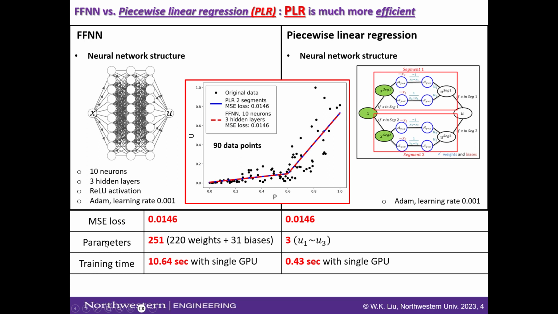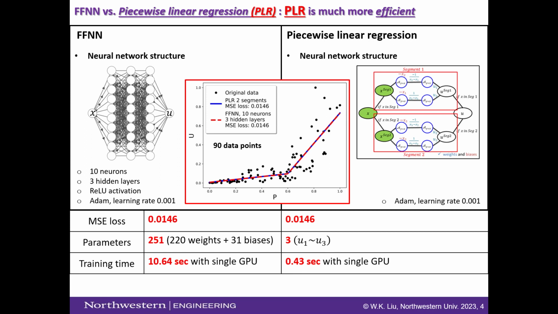But the difference here is the number of training parameters. For the feedforward neural network, we have 251 weights and biases, whereas for the piecewise linear regression, we have only 3 parameters to fit: U1, U2, and U3. Since you have so few parameters, the training or optimization time will be very short, and of course, the memory usage will be very low. But how is this possible?